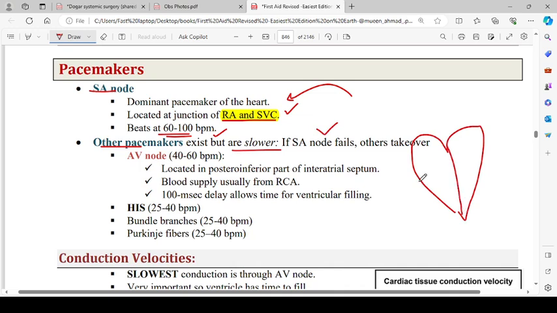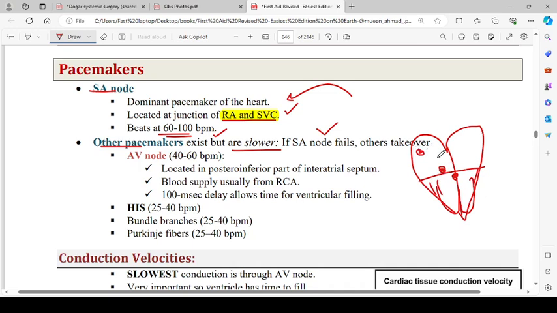Now, suppose this is again the heart, this is the SA node, but the other ones which can play the part of pacemaker are the AV node. Then we have the bundle of His, then the bundle branches. Like there are two bundle branches. They can play the role, and the Purkinje fibers. The Purkinje fibers are, I guess, the sub branches of them. So these are the pacemakers.